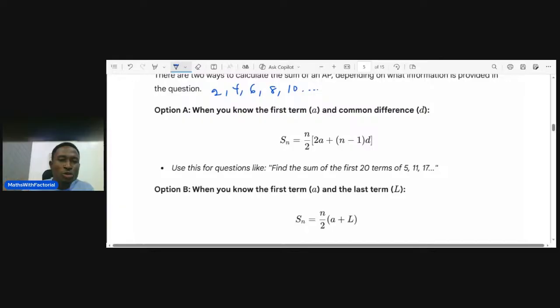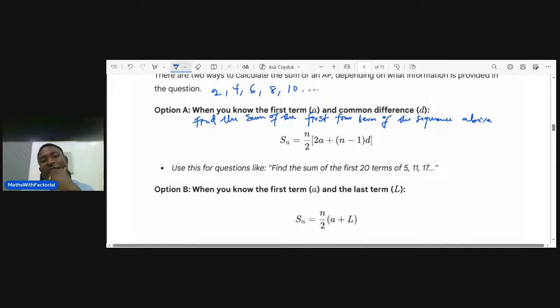Now let's look at 2, 4, 6, 8, and 10. Let's say we want to find the sum of the first 4 terms of the sequence above. Using this formula, find the sum of the first 4 terms of the sequence above. So Sn over what? Let's get right onto it.